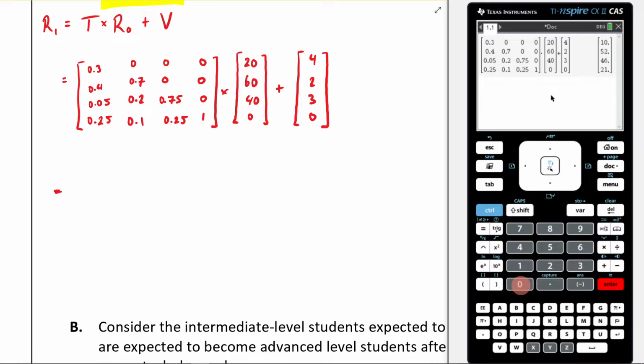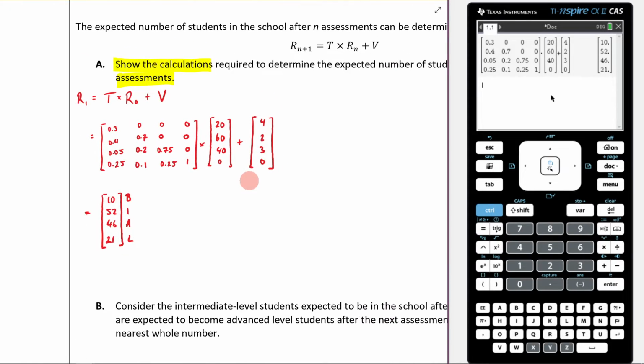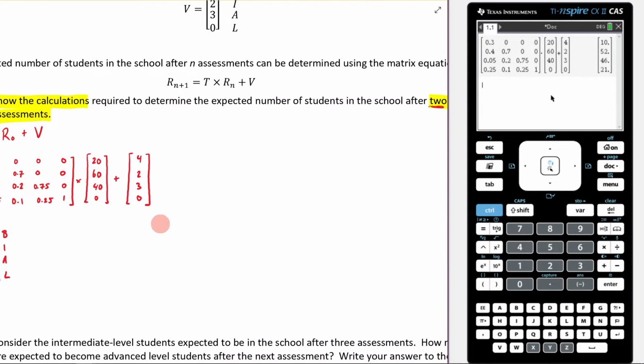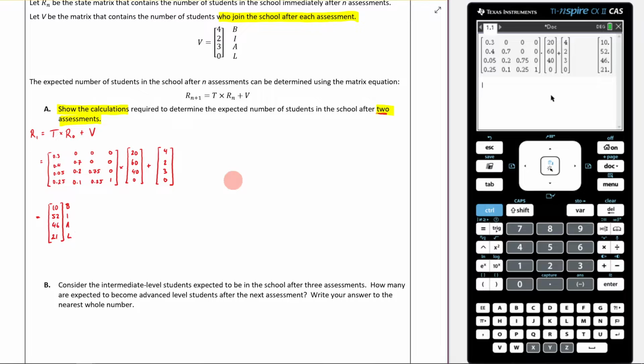So that means what we're going to end up with here is 10, 52, 46, and 21. So we're going to get 10 beginners, 52 intermediates, 46 advanced, and 21 leaving. And then I can write a little line here. And what was it actually after for me? Show the calculations to determine the number of students expected after 2 years.